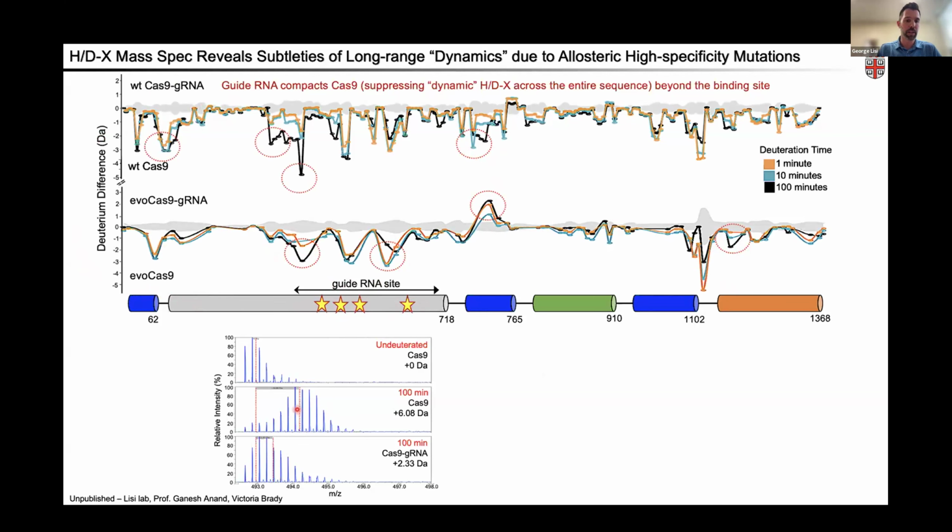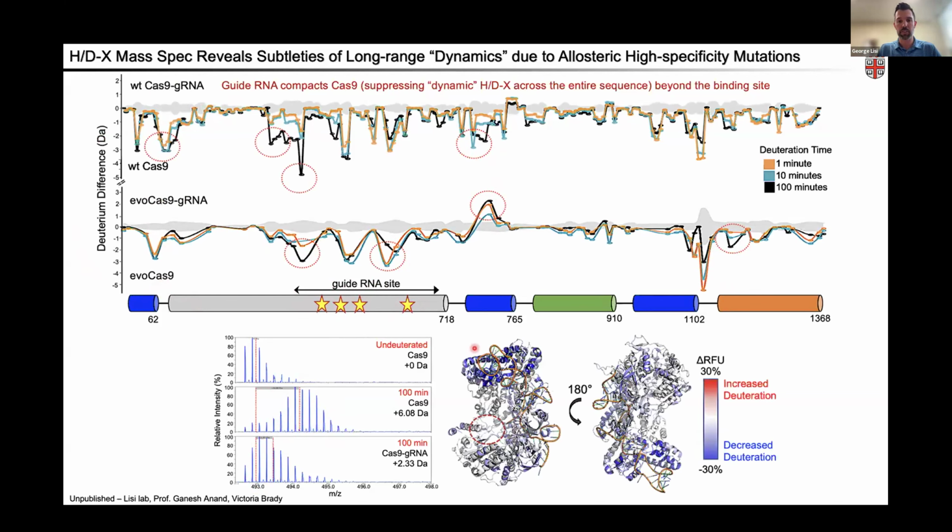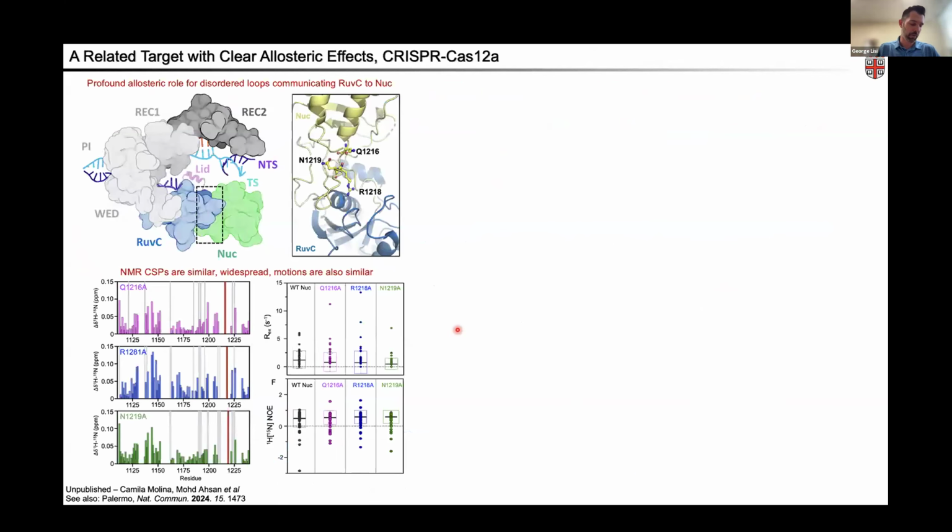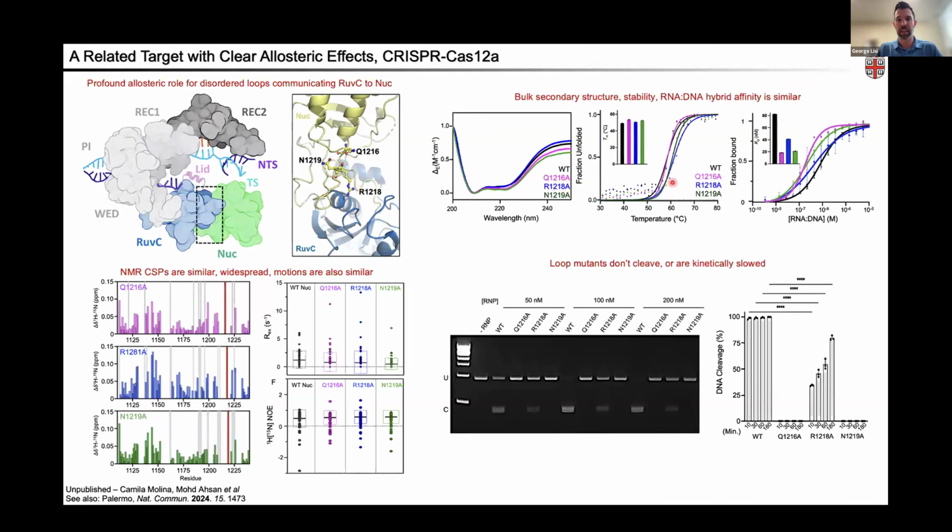And so as we look at deuteration patterns, where we see shifts for deuteration and protection from guide RNA, we can do this in high specificity mutations too, and localize changes that occur. Mutations are here, the effect is here, right? So this is something that we're really interested in furthering down the road. And we're extending this to different systems like Cas12a, where we can introduce mutations in unstructured regions between nucleases that don't have any functional consequence, but they don't change bulk secondary structure, they don't change stability, they don't change RNA-DNA hybrid affinity, but they don't cleave. So we're really interested in teasing these things out as we go.